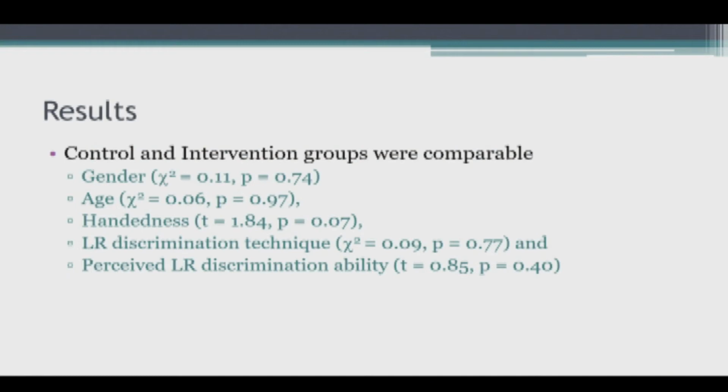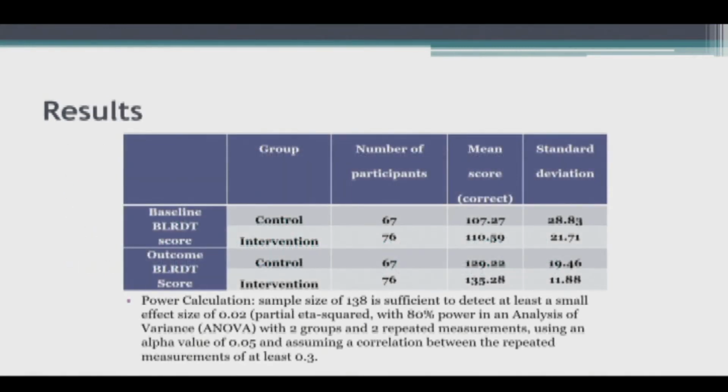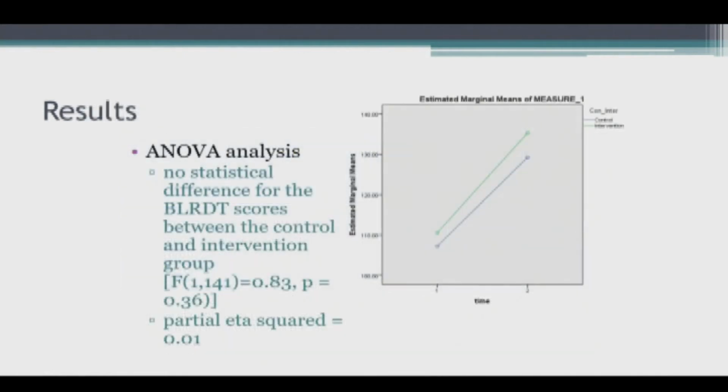So for the results of it, our control and intervention groups were similar for age, gender, which hand they use, if they used one of those techniques, and their perceived ability of choosing left and right. As it was a pilot study, we reached our pilot sample size. Overall, with regards to the Bergen left-right test, although the intervention group did improve at a faster rate compared to the control group, it wasn't statistically significant.